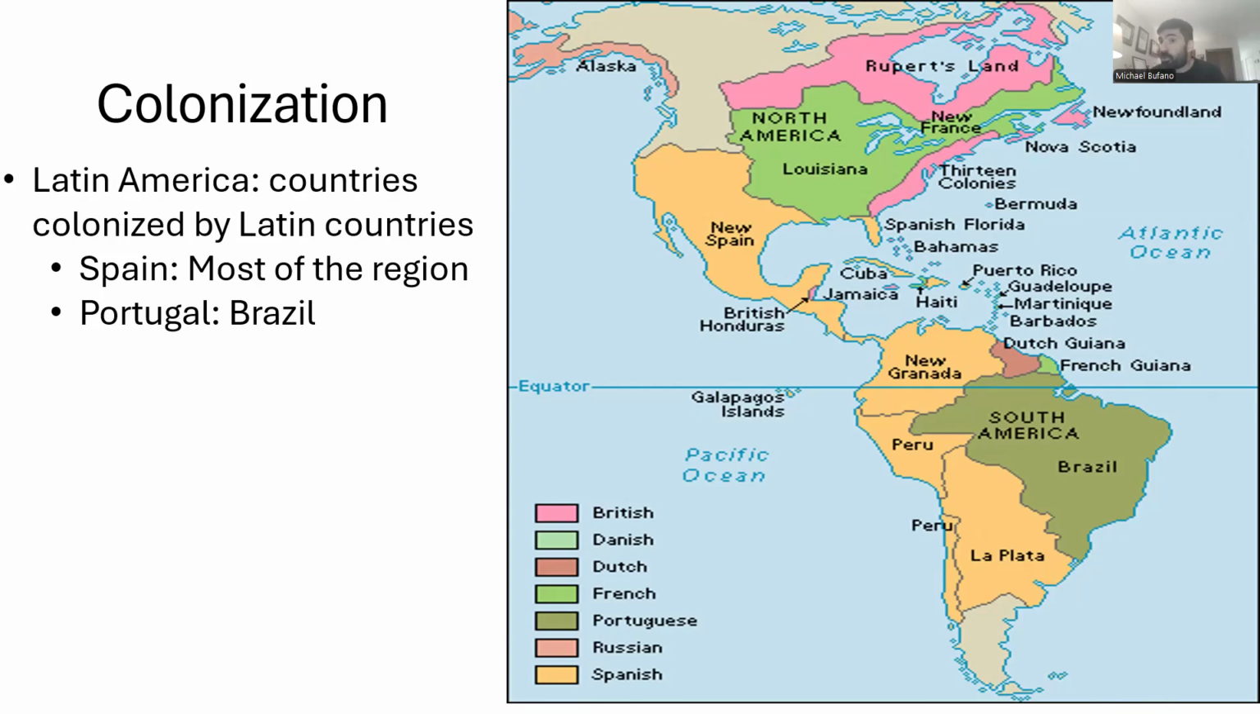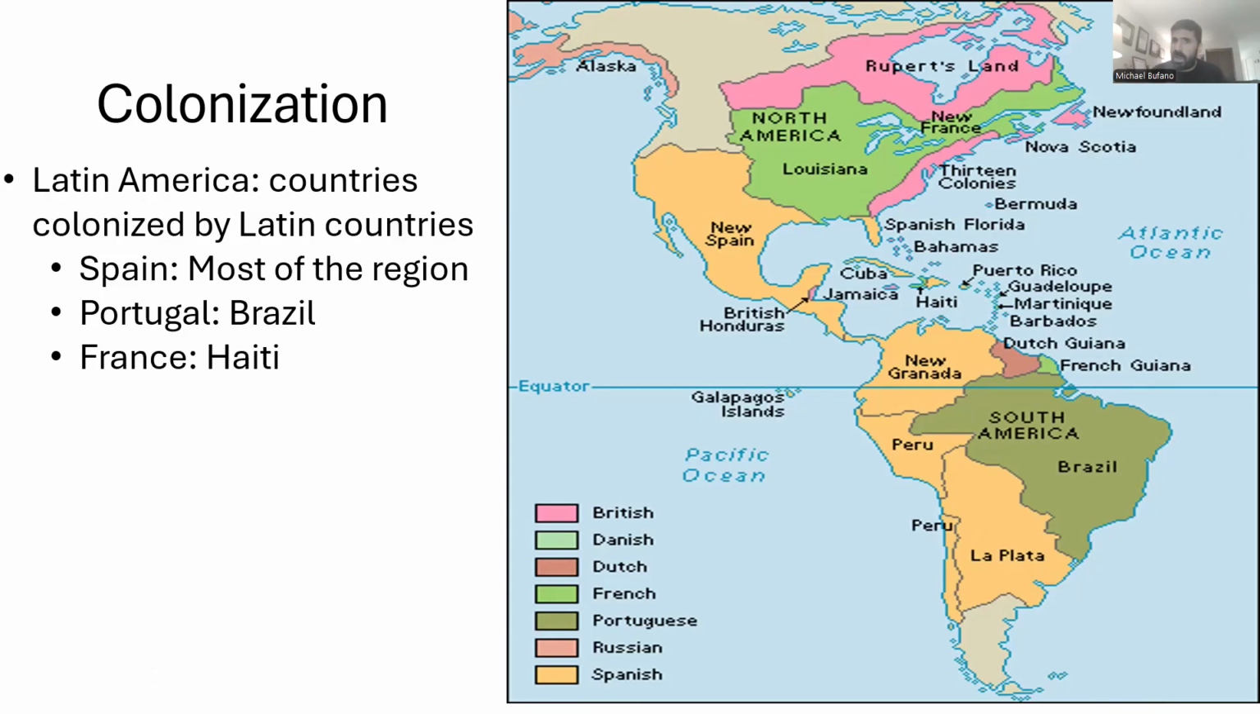While Portugal really only had one major colony in this region, it was a big colony, that of Brazil. Brazil is the largest country in the region. It was the crown jewel of the Portuguese Empire, a very important country in this region, and even in global politics today.